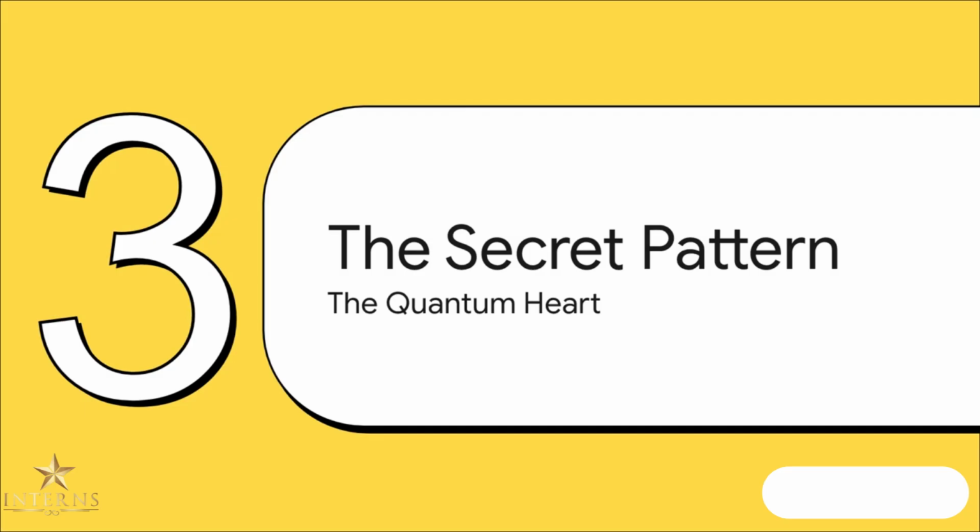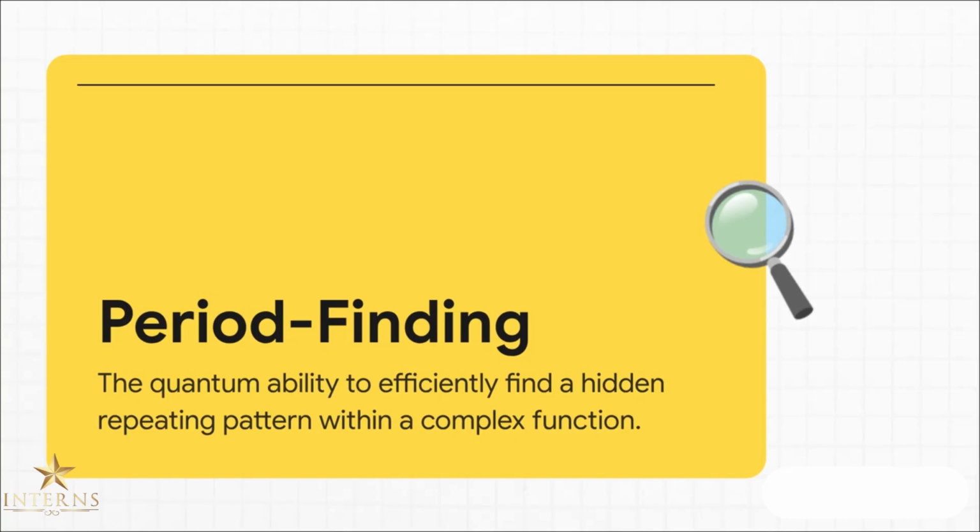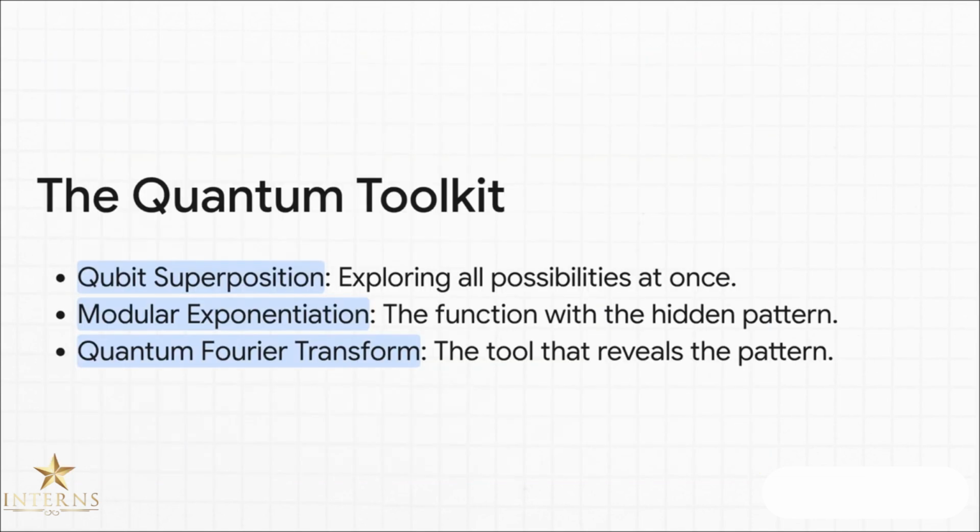So, what is this secret pattern that the quantum computer is so good at finding? This is the magic behind the whole algorithm. It all comes down to something called period finding. Just imagine you've got a super long, messy string of numbers. It looks totally random, right? But what if, buried inside all that chaos, there's a hidden repeating pattern, a rhythm? A normal computer would get totally lost trying to find it. But a quantum computer can spot that rhythm almost instantly. That's its superpower.